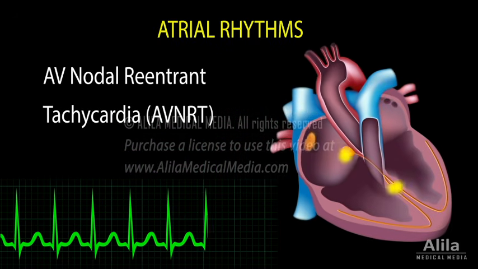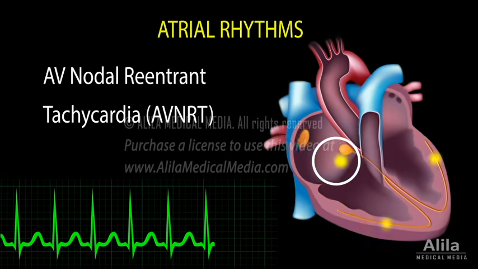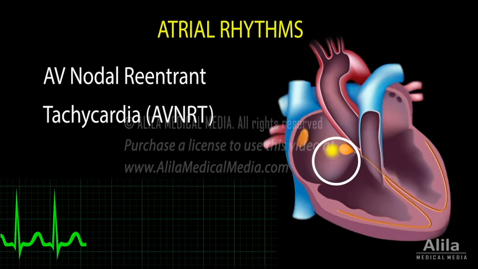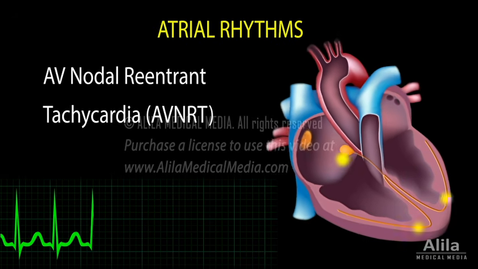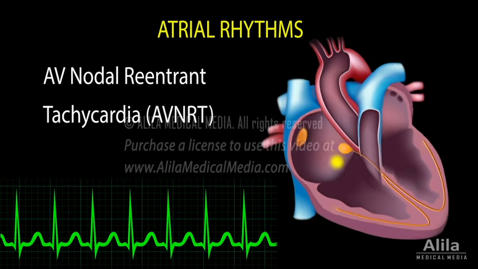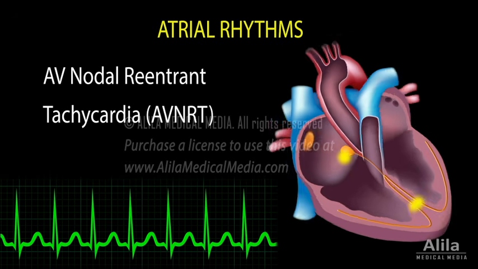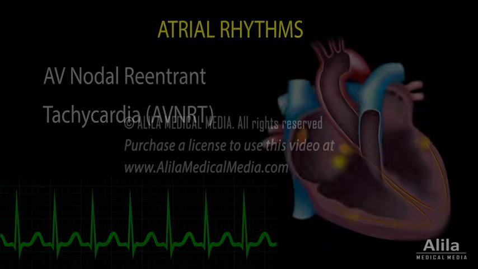AVNRT is caused by a small reentrant pathway that involves directly the AV node. Every time the impulse passes through the AV node, it is transmitted down to the ventricles. The atrial rate and ventricular rate are therefore identical. Heart rate is regular and fast, ranging from 150 to 250 beats per minute.